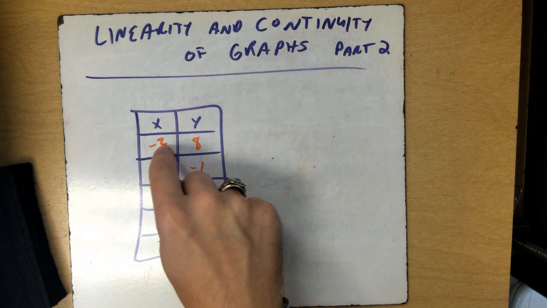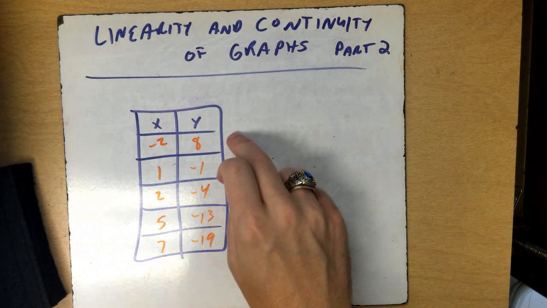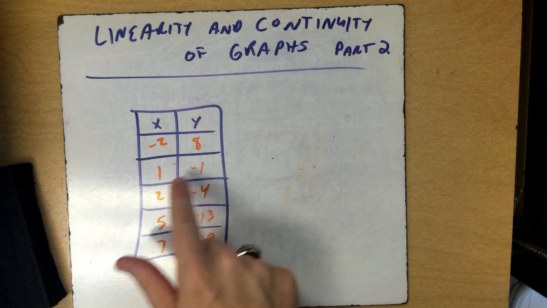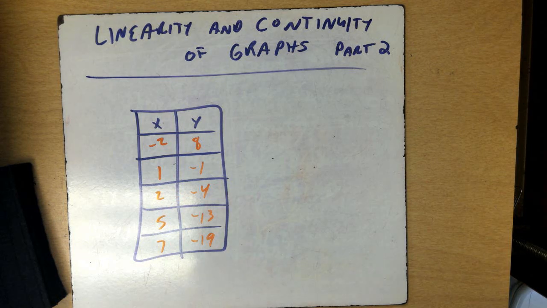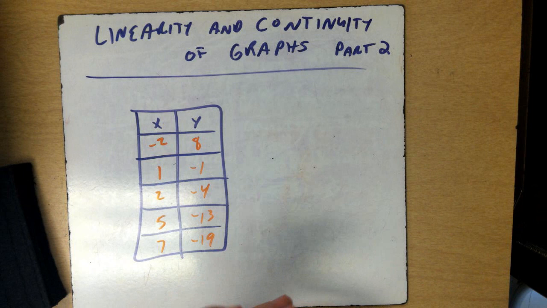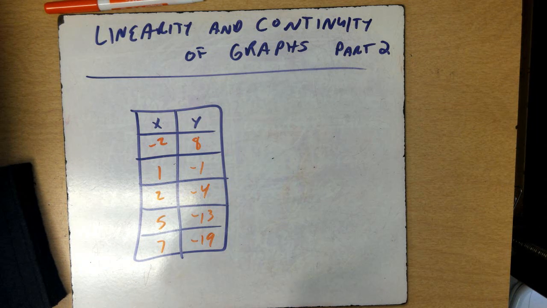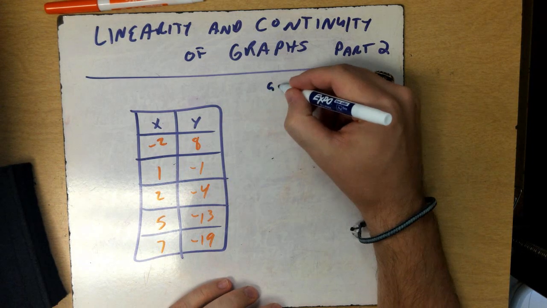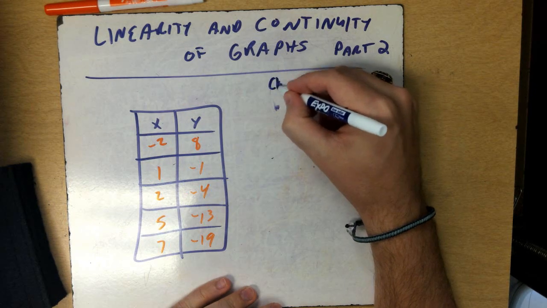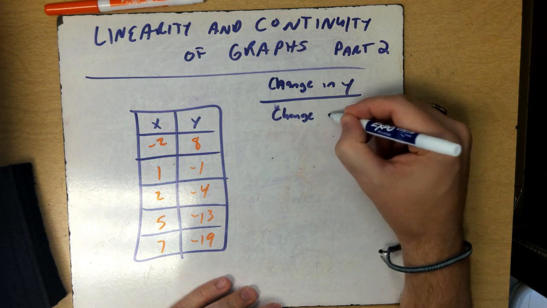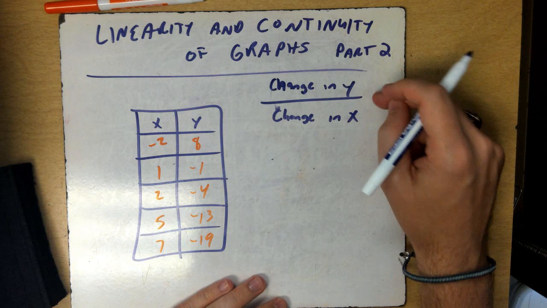Here's x and y, right? Each entry on this table is a point on a line, on a function. So -2, 8; 1, -1; 2, -4; 5, -13; 7, -19. Well, we need to figure out if this is linear or nonlinear. If it changes consistently, then it would be a linear graph. How do we figure this out? Well, the change in y over the change in x must be consistent.